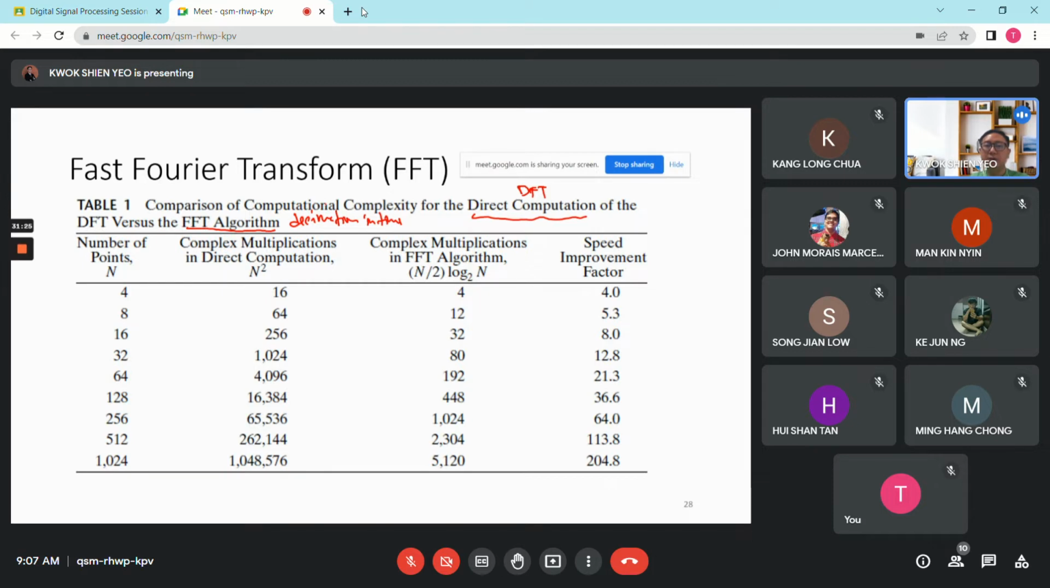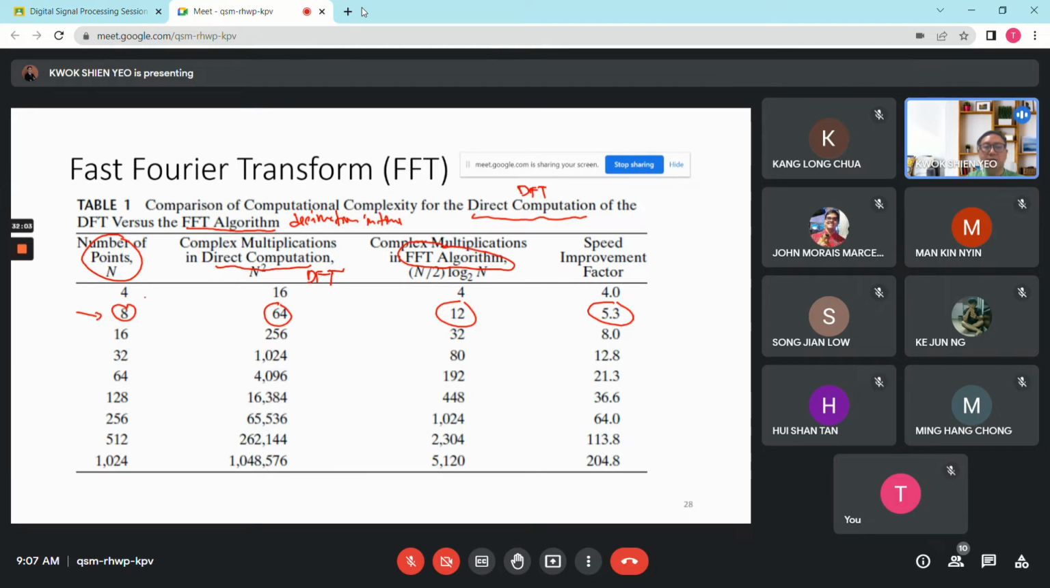So therefore it is called decimation in time. So this N is the number of points. Let's look at the one that we are familiar with, 8. The complex multiplication in direct computation is 64, but in the FFT algorithm it is 12. So the speed improvement is 5.3. It's 5 times faster than the conventional DFT equations.